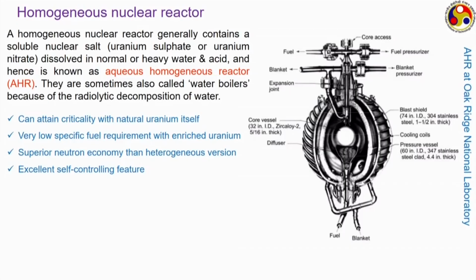And quite frequently they are also used with enriched uranium, and if they are used with enriched uranium, they provide an excellent specific fuel requirement, which is generally very low compared to other kinds of reactors, that is, heterogeneous nuclear reactors. Neutron economy is also superior in the homogeneous version, because the neutrons are surrounded by moderator and fuel on all sides. Every neutron is surrounded either by moderator nuclei or fuel nuclei, and therefore there is excellent neutron economy compared to the heterogeneous version.